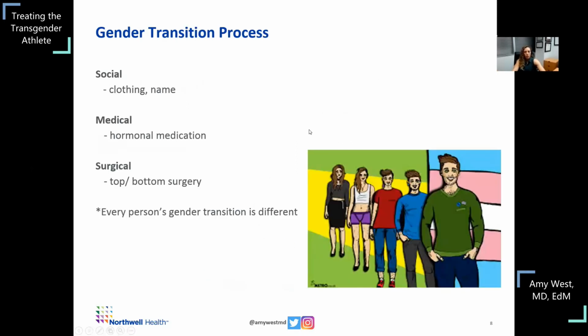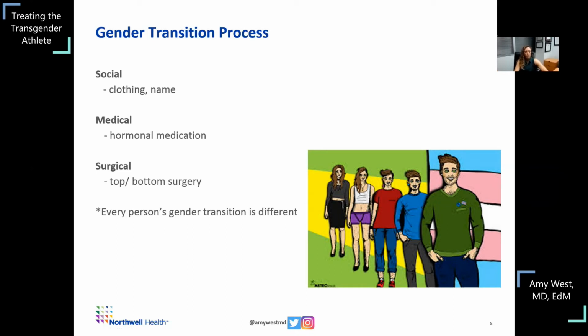So the gender transition process has many steps to it, and it can vary greatly amongst different people. Some people do some of these things, some people do only one of these things, and not everyone who's in a gender transition wants to do all of these things. The first step in the process usually is social change. So someone dresses in a different way, or goes by a different name, or comes out to people around them as a transgender person.